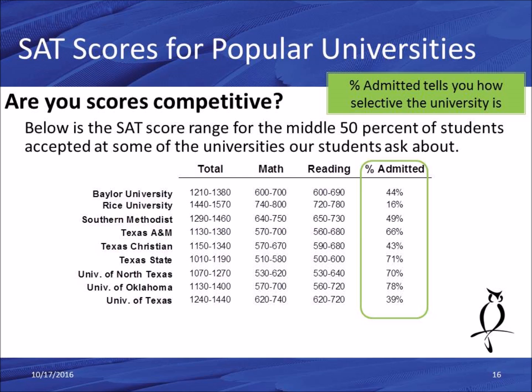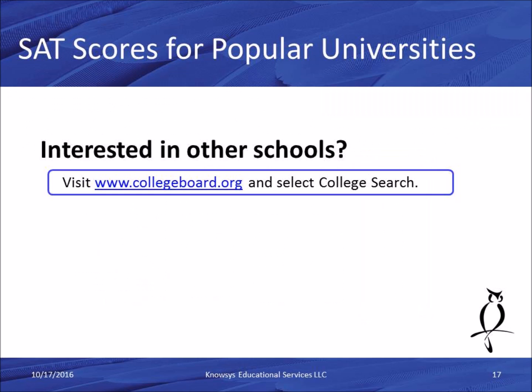SMU, 49, A&M, 66, so you can see the different percentages there, and that just tells you what your competition looks like at any particular university. Okay, so maybe you're thinking, what about Harvard? What about Duke? What about Notre Dame? Well, where you go to get this information is collegeboard.org.